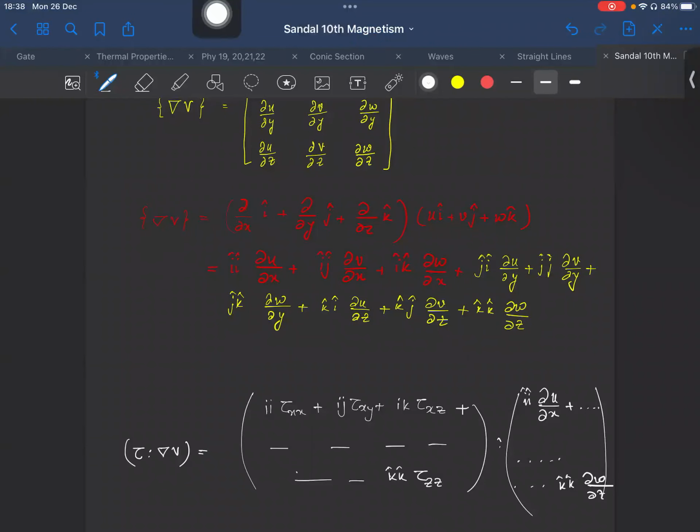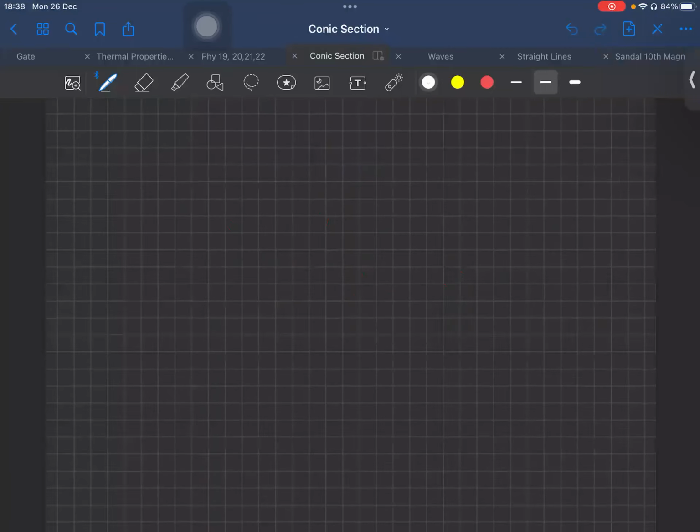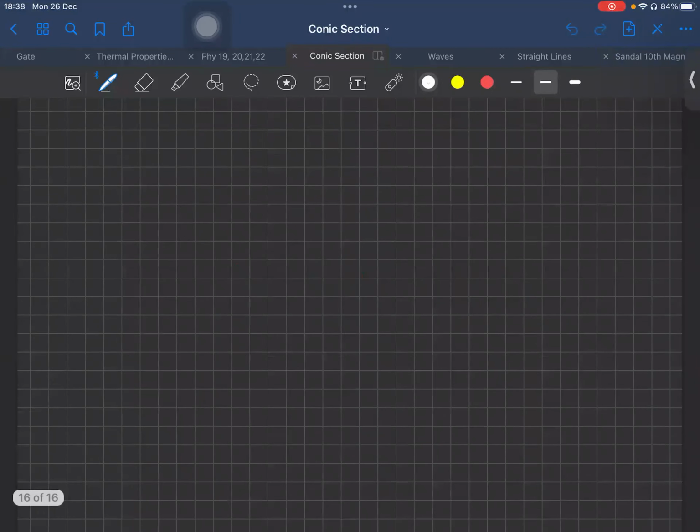So, conic section. We had a definition of conic section, but let me start again. I think there were a few confusions about parabola in the previous class, so I'll start with parabola. Before we go deep into parabola, let's try to understand what conic section exactly is, because parabola is a part of conic section.